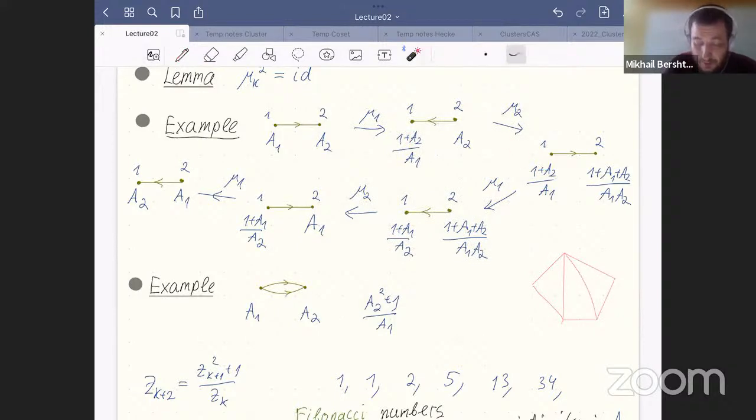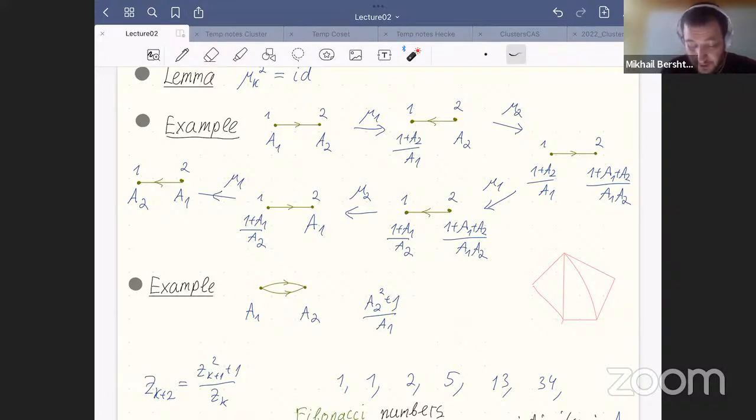And this is why everything becomes periodic after 5 mutations. Each mutation just changes the triangulation, and after 5 mutations you come to the triangulation from which you started. So you get what you have at the beginning, up to the mutation. This is why we had 5.